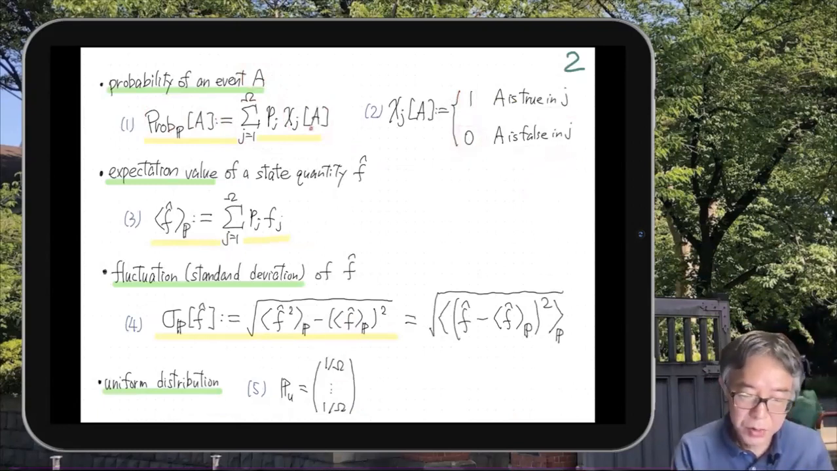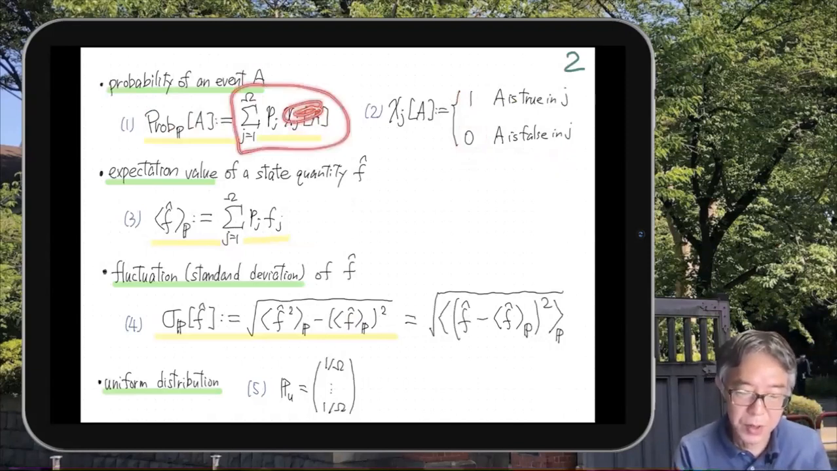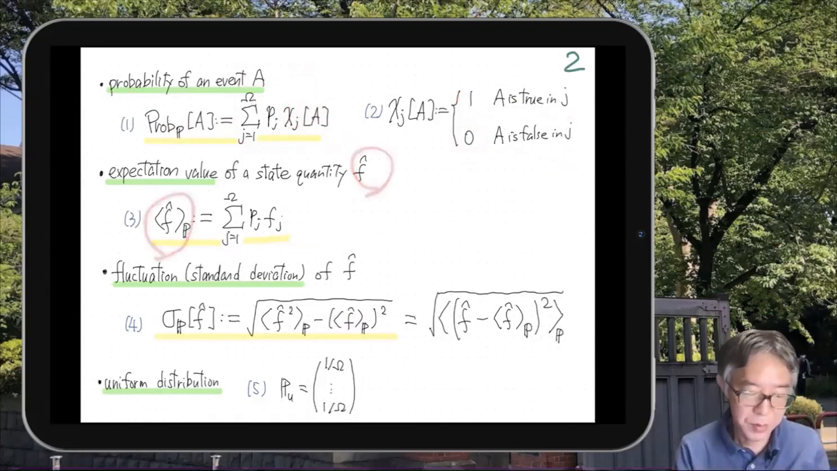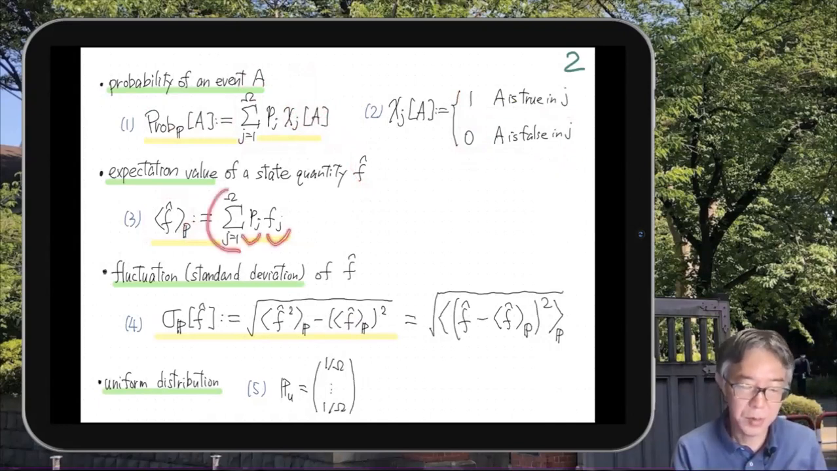Also, this is either 0 or 1. So actually, if you don't have this, this is of course 1. And here in this summation, we are restricting the sum to j in which A is true. And this is the expectation value of a state quantity F. Well, this is just simple. If you are given a probability distribution, then you just consider the product of p_j F_j, and sum over j.